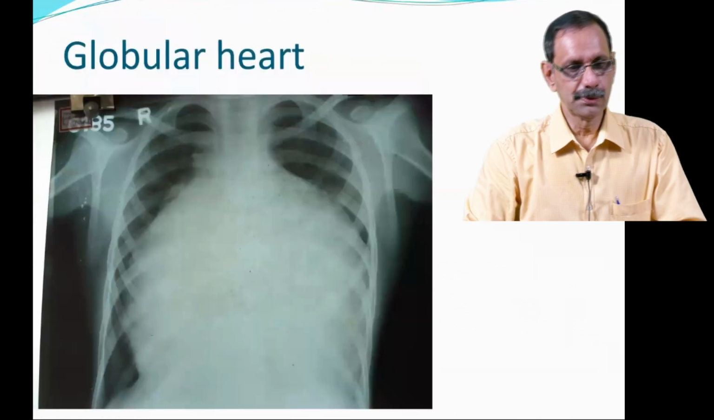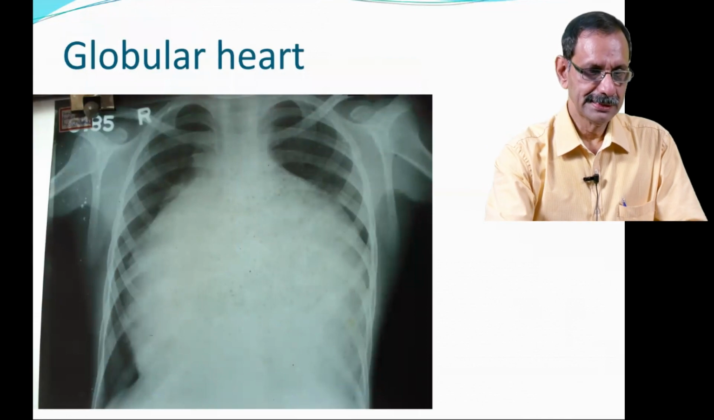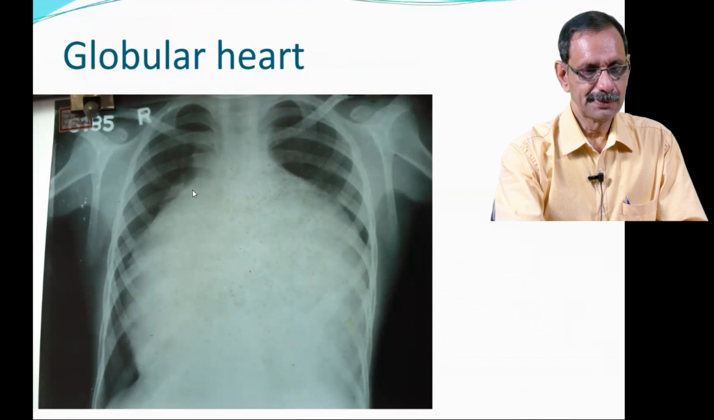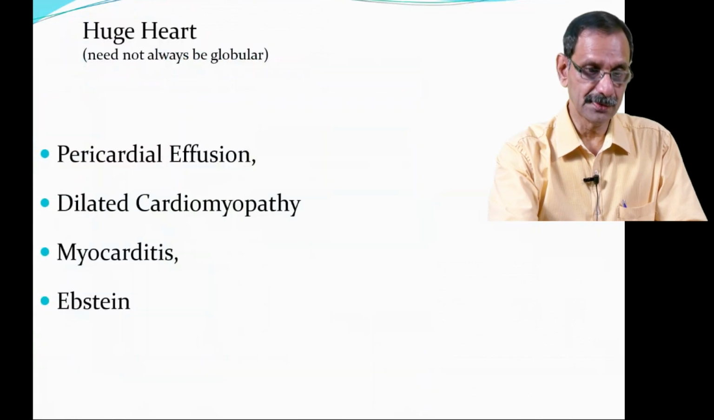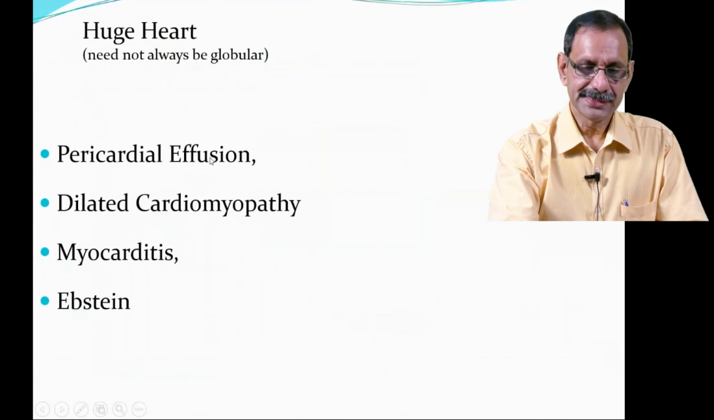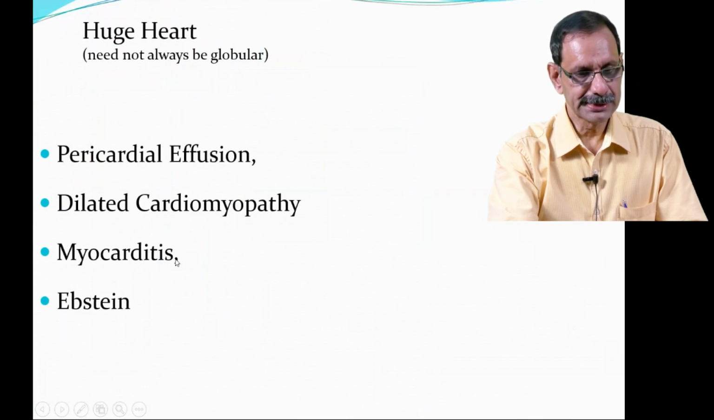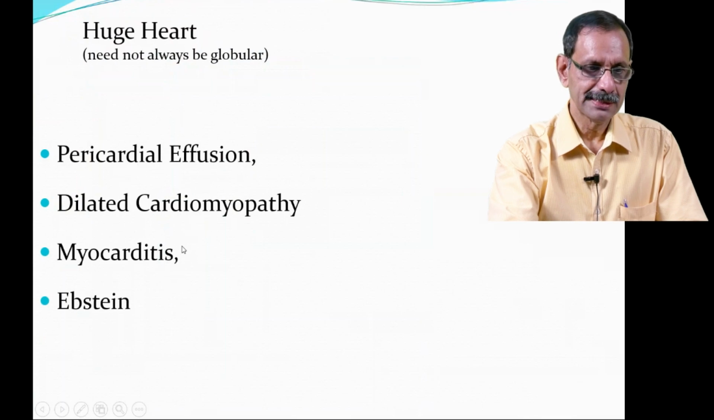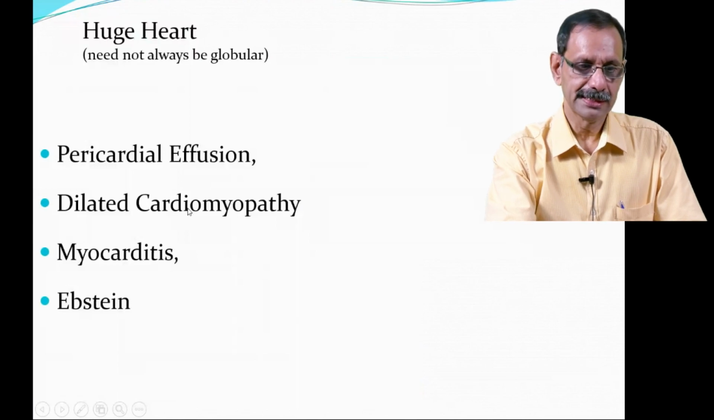Now next is the globular heart. See, a very huge heart. The usual causes of globular heart, though a huge heart need not always be globular: pericardial effusion is the classic example. Then dilated cardiomyopathy and myocarditis. Both are more or less the same X-ray wise. The only thing is myocarditis is an acute event. Dilated cardiomyopathy is an event that has been going on for a long time.